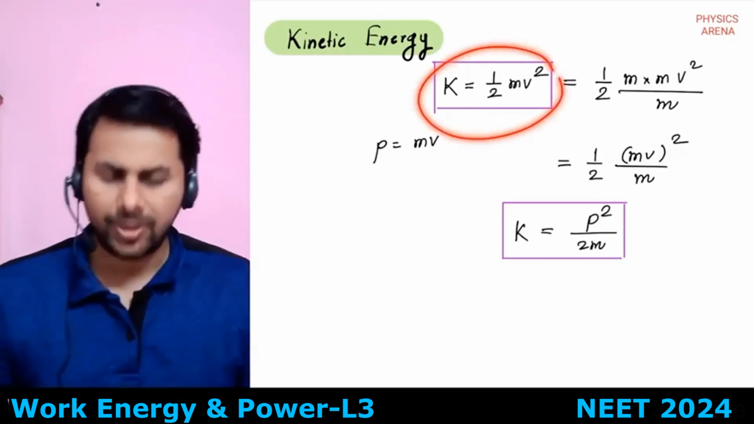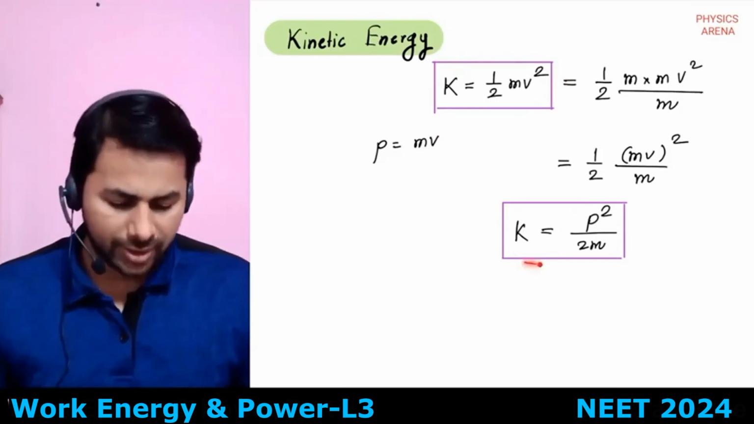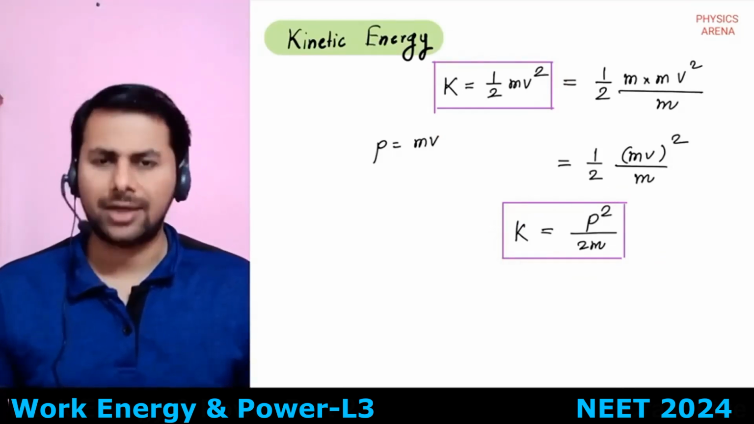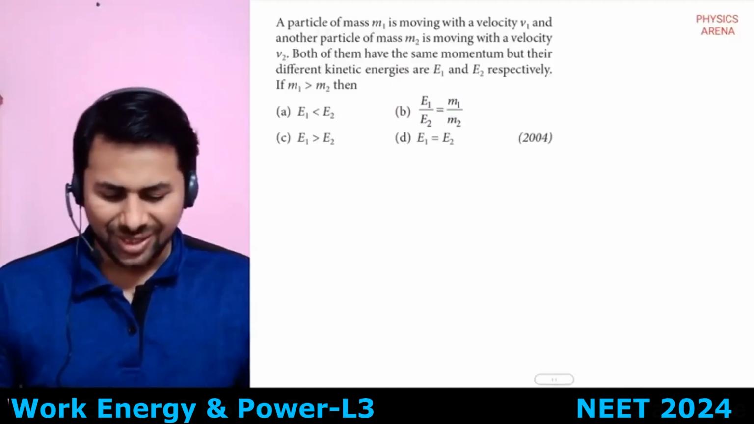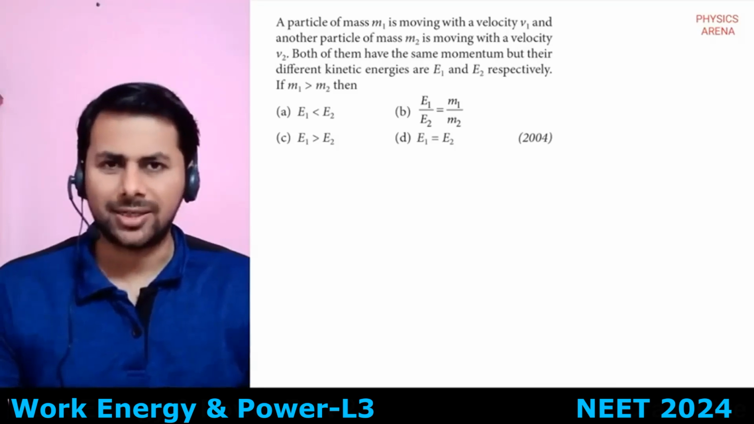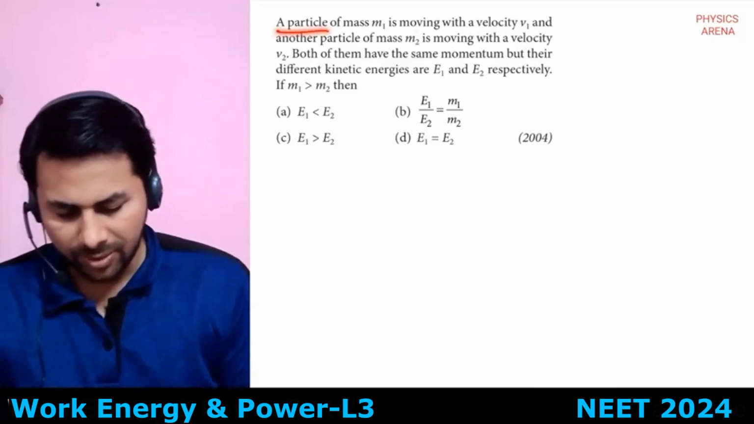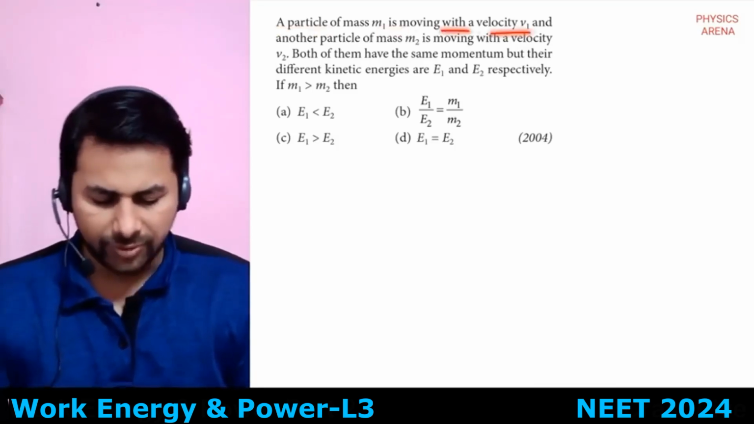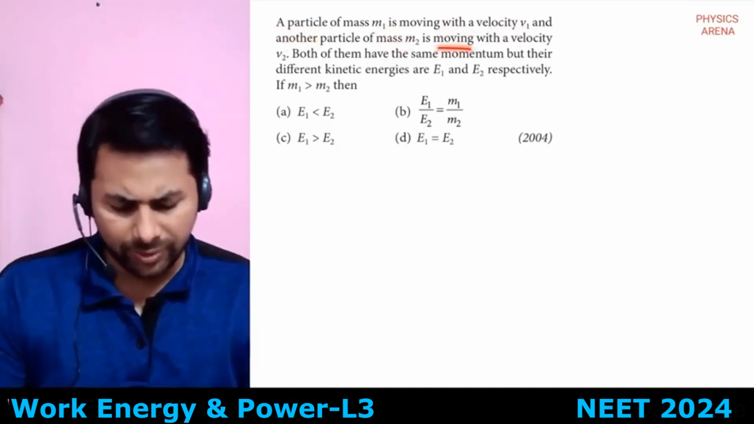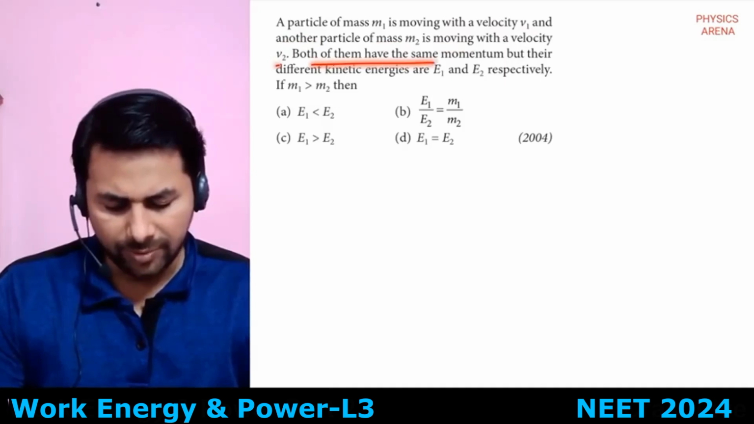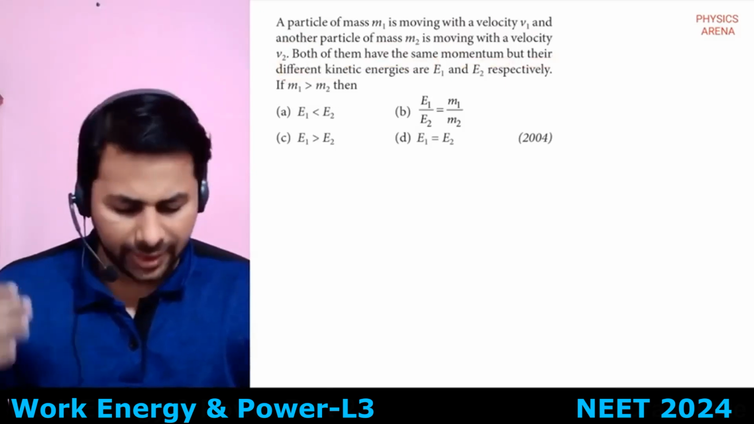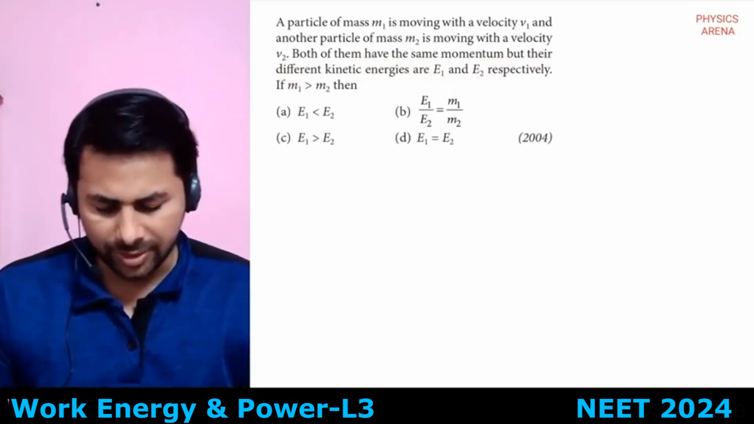So we have this one formula, half of m into v square. We have another formula which is p square divided by 2m. So this is kinetic energy, right? So now let us see some problems which have been asked in NEET based upon the kinetic energy. A particle of mass m1 is moving with velocity v1, and another particle of mass m2 is moving with velocity v2. Both of them have the same momentum, but their different kinetic energies are E1 and E2 respectively.